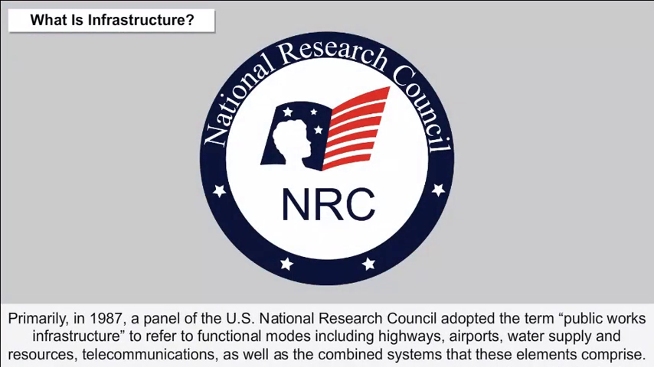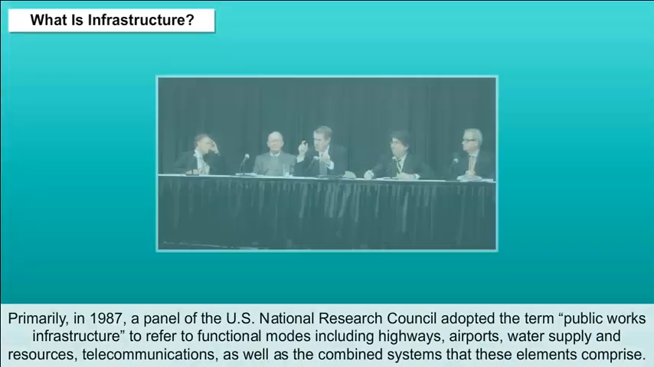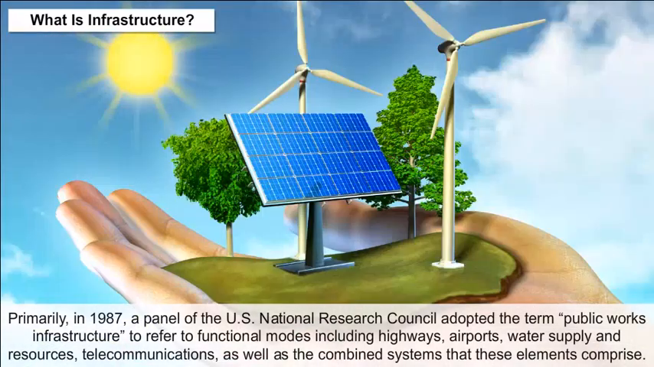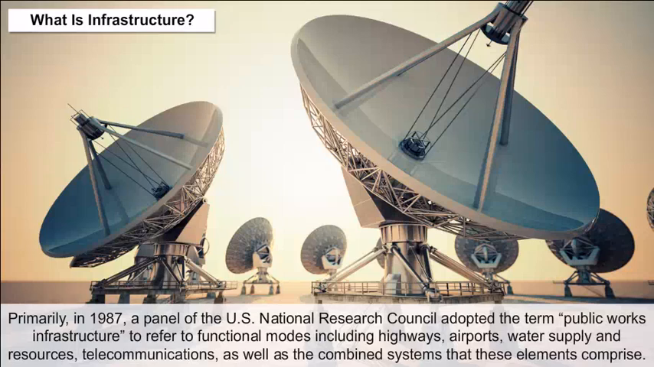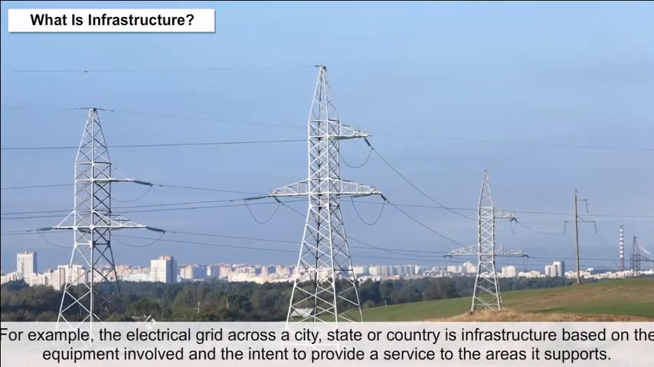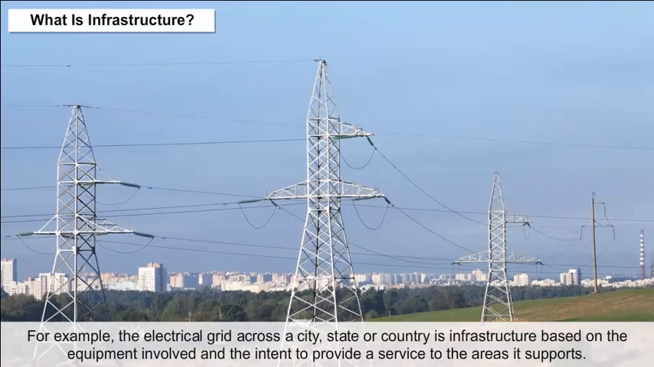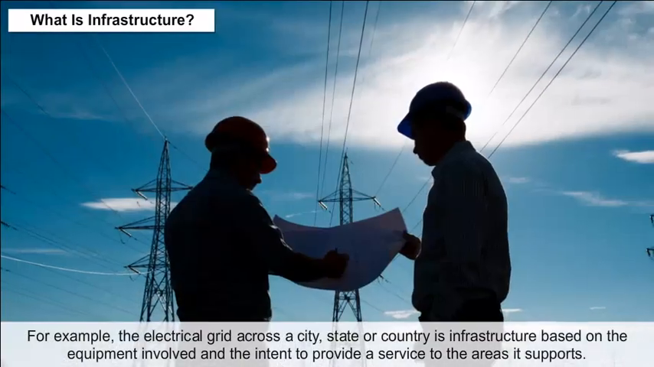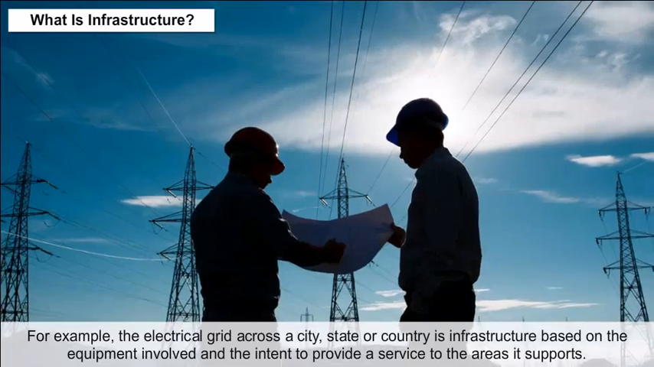Primarily, in 1987, a panel of the U.S. National Research Council adopted the term public works infrastructure to refer to functional modes including highways, airports, water supply and resources, telecommunications, as well as the combined system that these elements comprise. Applicable to large and small-scale organizational frameworks, infrastructure can include a variety of systems and structures as long as there are physical components required. For example, the electrical grid across a city, state, or country is infrastructure based on the equipment involved and the intent to provide a service to the areas it supports.